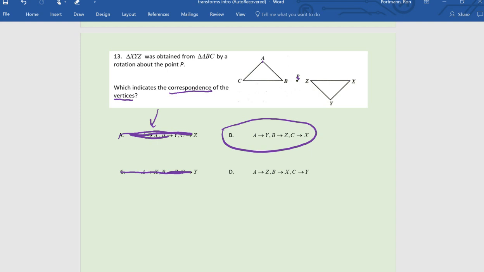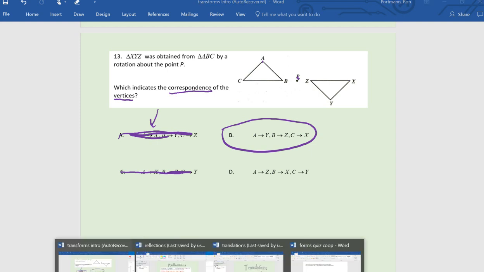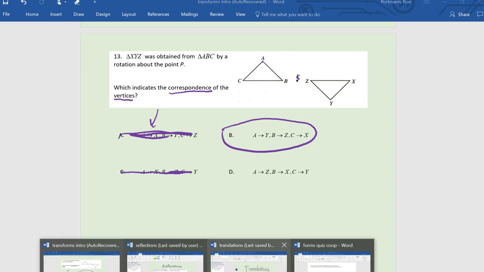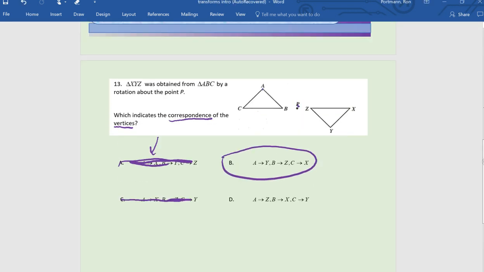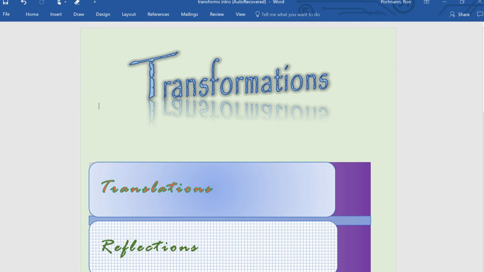A is corresponding with which angle? It's going to be with Y. So that A goes right on top of Y. So even if you don't know what some of the words mean, or even if the notation, you haven't seen it before, just use your logic. That's what we've been doing this year. It's not about the answer you get. It's about the process that you use to get it. It's about using that logic. That's why math is important.